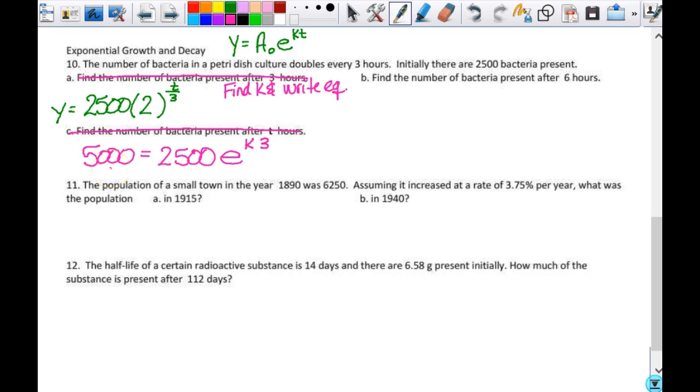I want to know what is k when it gets doubled. Well, this is what I start with. This is what will be doubled, right? And it takes 3 hours. That's how long it takes to double. Everybody with me? So now I'm going to try and figure out what k is.